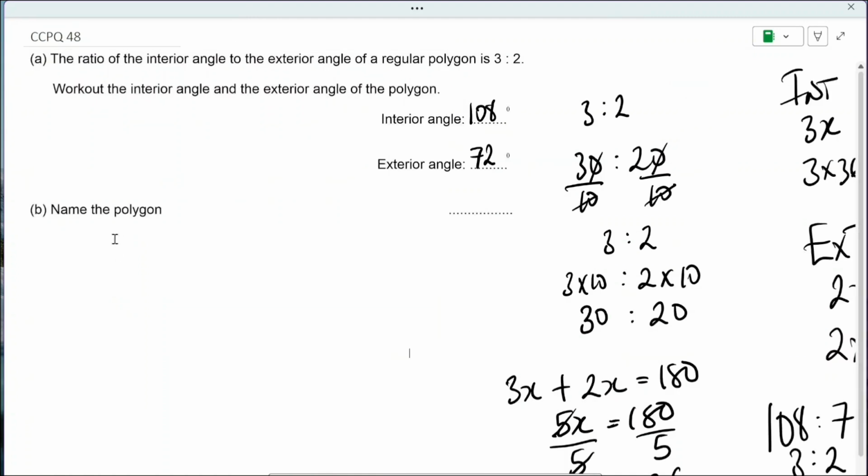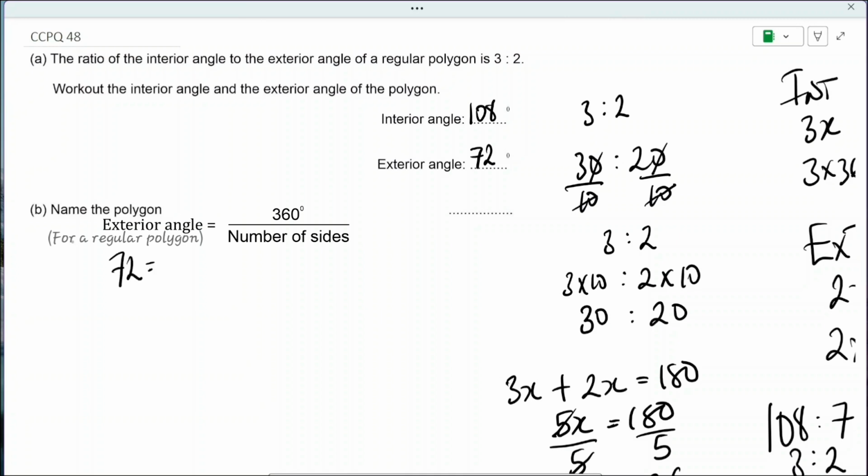The B part of the question says name the polygon. To name the polygon, we can use either the interior angle or the exterior angle, but using the exterior angle is easier. To name the polygon, we actually need the actual number of sides of the polygon, and we can use the exterior angle to do it. One exterior angle, in this case, which is 72 degrees, equals 360 over the number of sides, which is n. Using the exterior angle to find the number of sides of the polygon, and with the number of sides we can name the polygon.